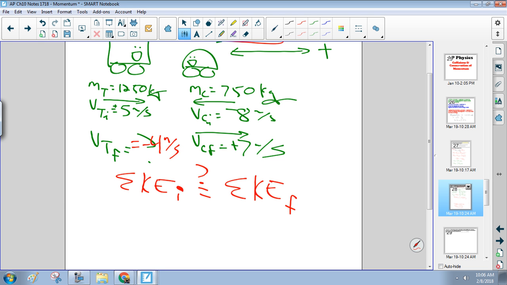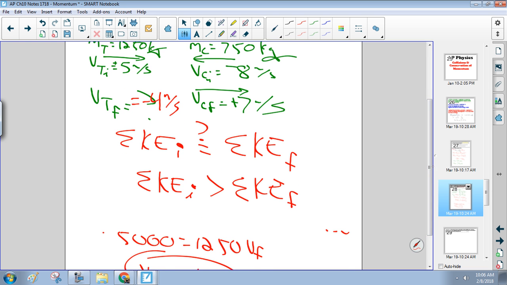All right, and I don't remember exactly what the numbers are, but what you end up finding out is that the total kinetic energy before the collision is greater than the total kinetic energy after the collision. So, what does that mean? It means it's inelastic, right? But not completely inelastic.